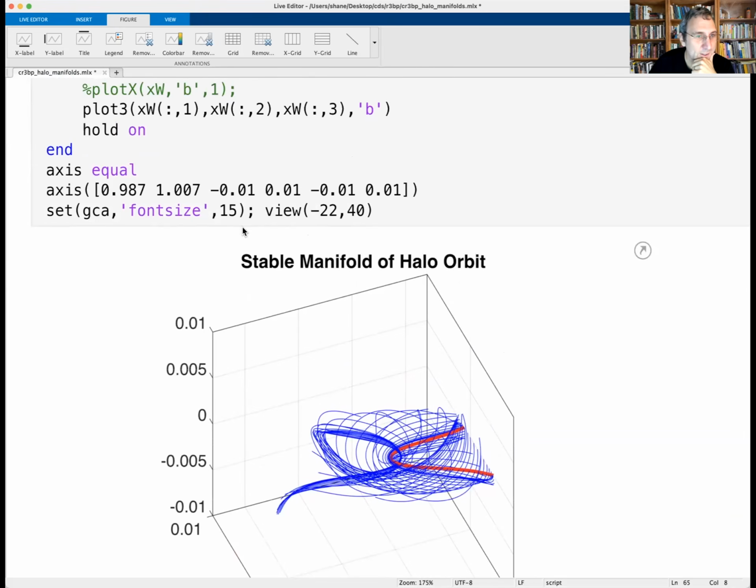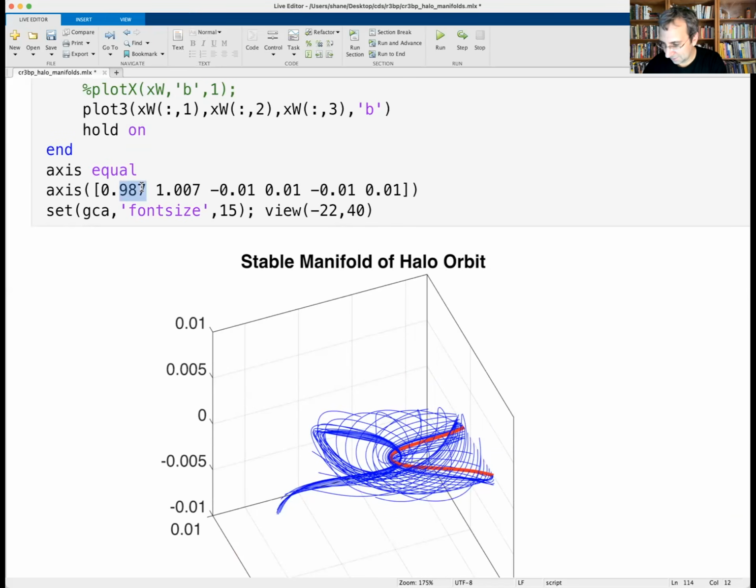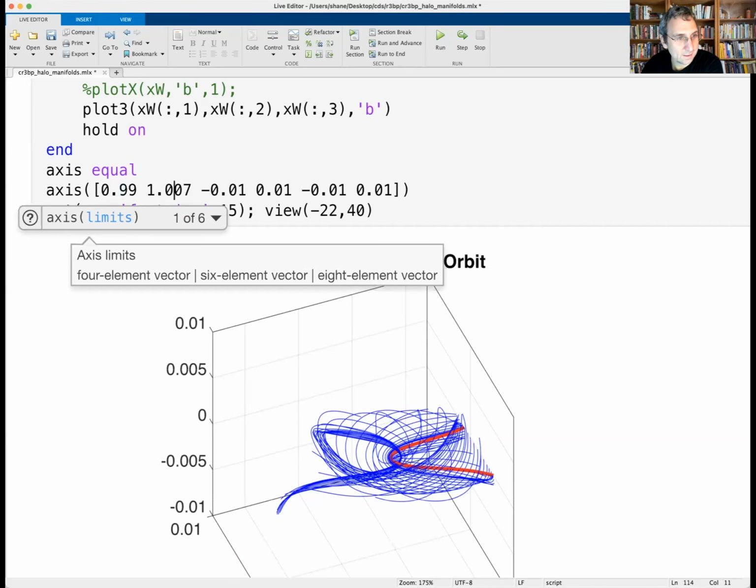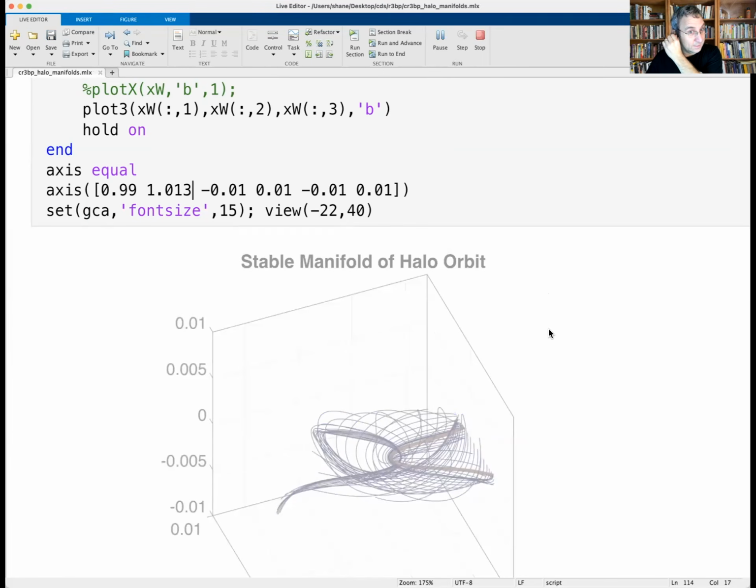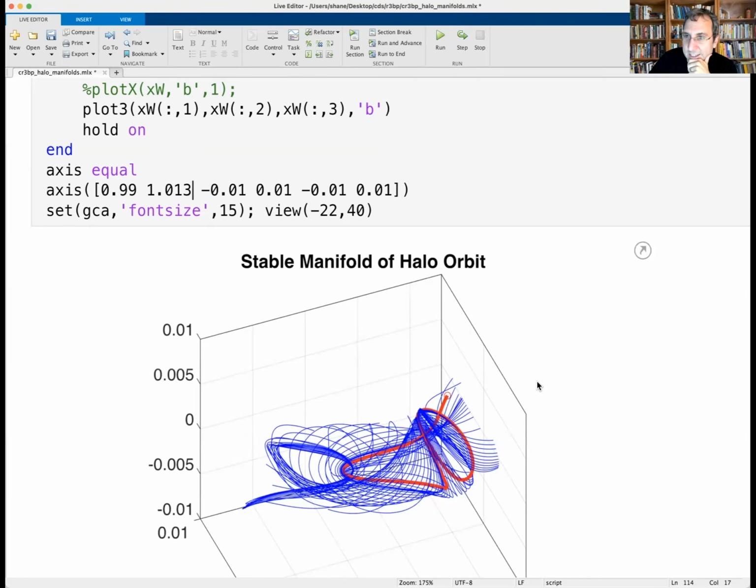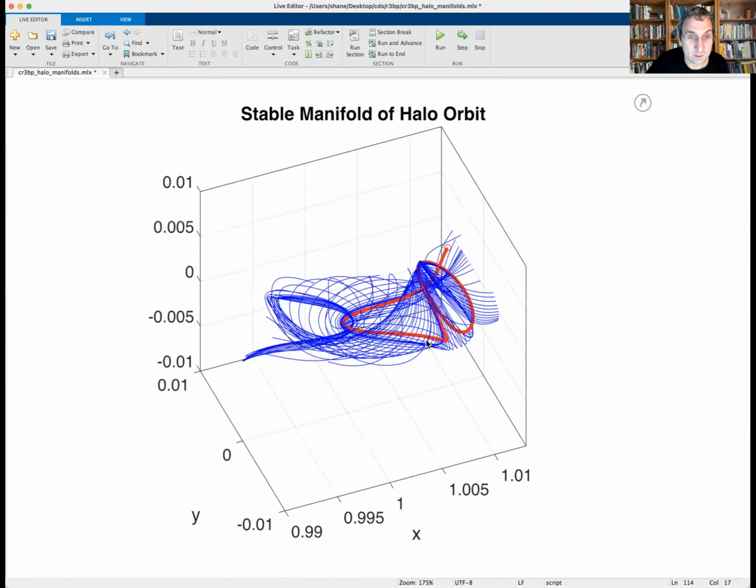Kind of got something weird going on here. Maybe I'll make this go 0.99, 1.013, something like that. Sometimes it's hard to set the axes to make things look nice. But this is part of the stable manifold that leads to that James Webb. So if you wanted to, you could probably try to redo what they did for James Webb.